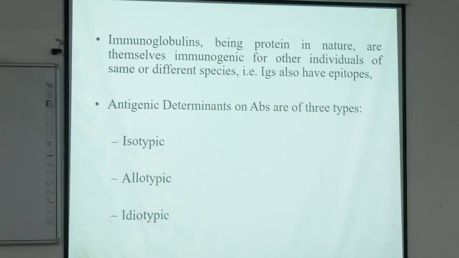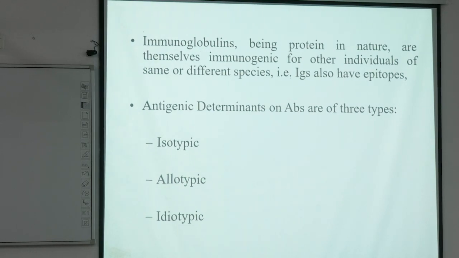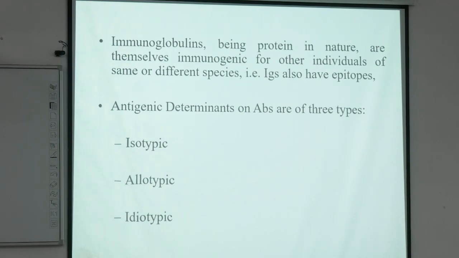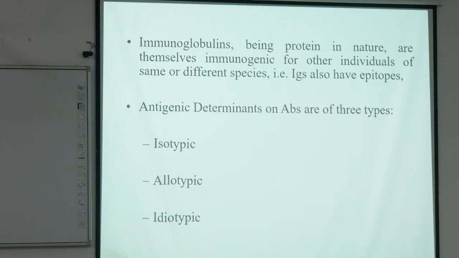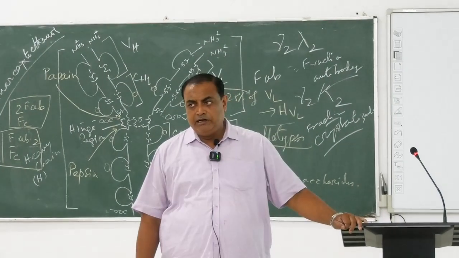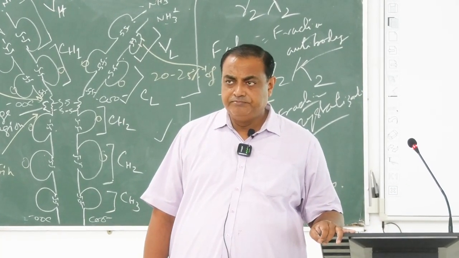Now, what are different types? What do you mean by isotype, allotype, and idiotype? Isotype I have already explained. It depends on the type of heavy chain.